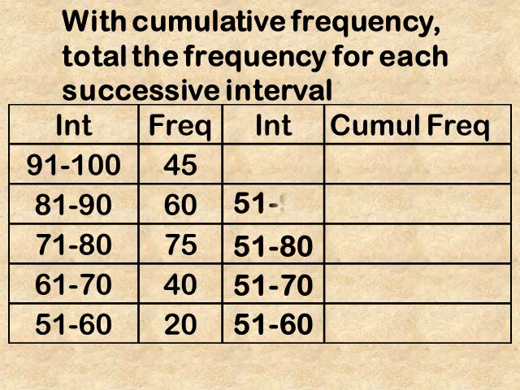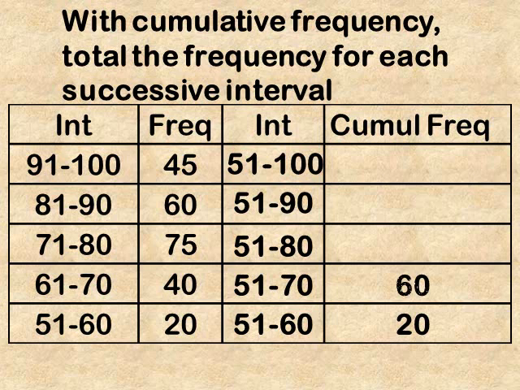We will continue this process as we move to the top, because with a cumulative frequency, the total frequency for each successive interval is included. Notice all of the intervals in a cumulative frequency table start with your minimum value. Here, 51 to 60 contains a total of 20 values. Anything 70 or below is the combination of 61 to 70 as well as 51 to 60. So 40 plus 20 is going to give us that 60.